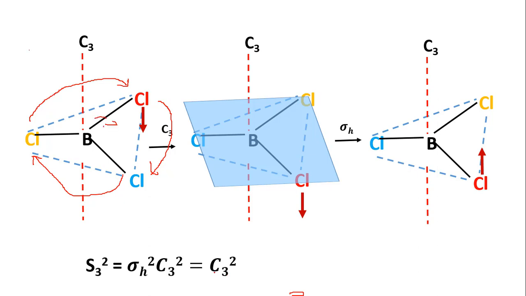So sigma h square C3 square. You have to read it like this: C3 square followed by sigma h square. Sigma h square is E. Doing reflection twice will lead to identity, and so this will become E into C3 square. E is the operation of doing nothing, and so we will get C3 square only. This is what you get as S3 square.